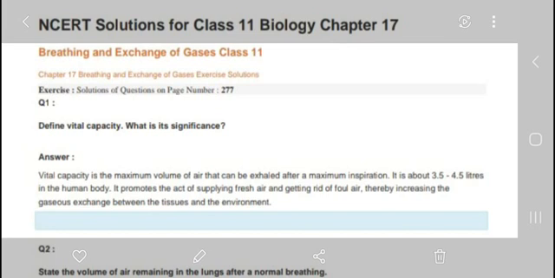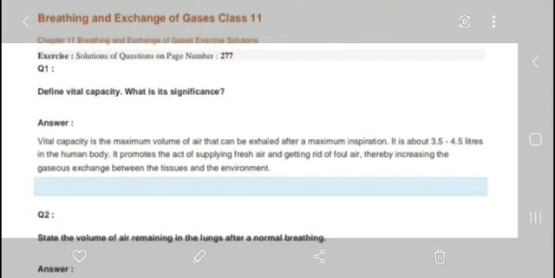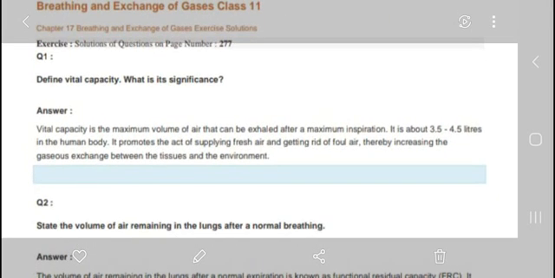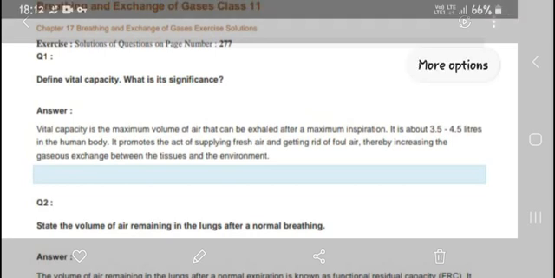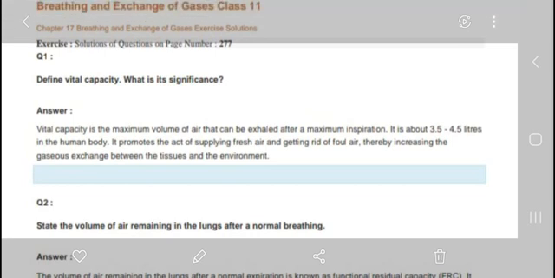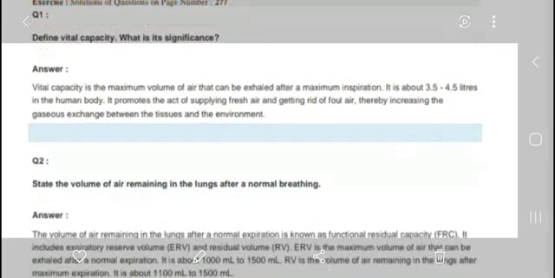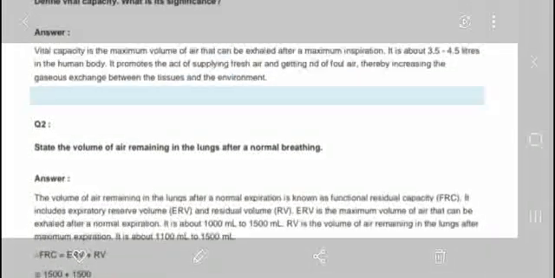First, the definition of vital capacity and what is its significance, which they can ask in your final exam. Vital capacity is the maximum volume of air that can be exhaled after a maximum inspiration. It is about 3.5 to 4.5 liters in a human body, and it promotes the act of supplying fresh air and getting rid of foul air, thereby increasing the gaseous exchange between the tissues and the environment. So this is about the vital capacity and its significance.